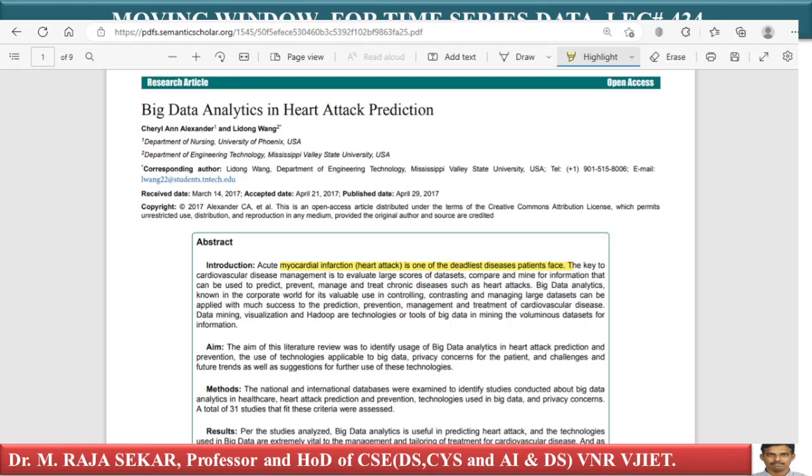There is a lot of research. Study these research papers properly. You can find research problems from the topmost universities. The problem with these is that a data scientist may not be an expert in this area. For example, I don't understand what this myocardial is. A data science or machine learning expert may not be aware of these things. Myocardial infarction is one of the deadliest diseases patients face. All these things I don't understand.